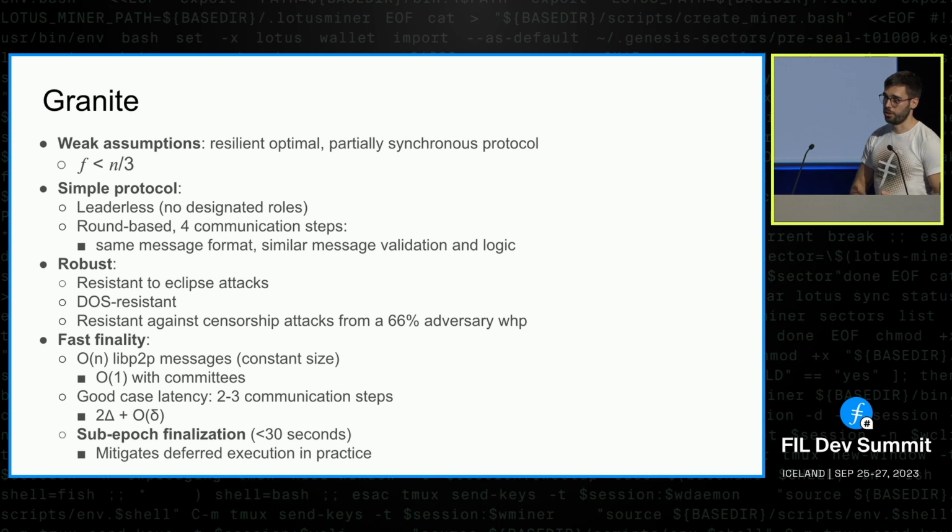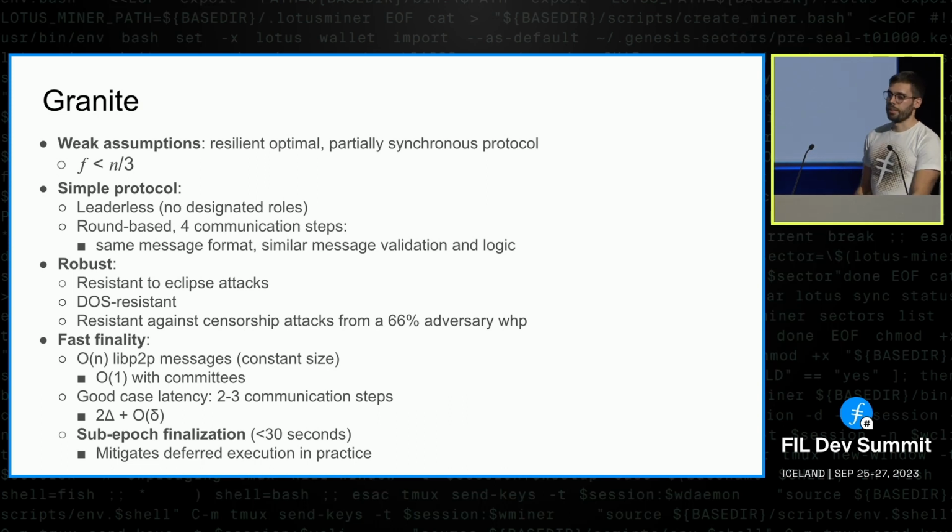And the variation we have done, I have different slides for that, is also resistant against censorship attacks, which I know CryptoNet Lab is concerned about, against an adversary controlling 66% of the power table with high probability. So that's a very efficient censorship resistance mechanism. And for fast finality, Granite can terminate after exchanging a linear number of P2P messages of constant size in the number of participants running the protocol, which we target to be full participation. So at the moment, all the 3,500 storage providers participating.